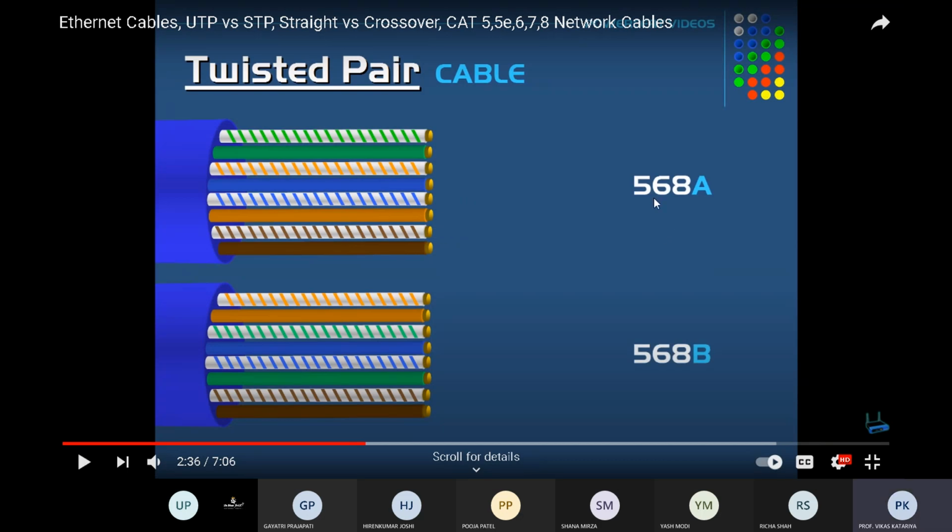So these are the standards of cable. If we purchase 568A standard cable, which is a type of twisted pair UTP cable, then we have to follow some color combinations in order to make a crossover or straight cable. Similarly, if we have a different standard of cable like 568B, we have to choose a different color combination. So the color combination is chosen based on the category.